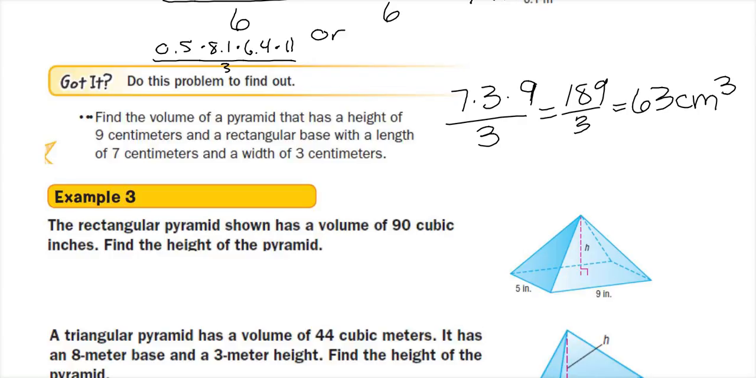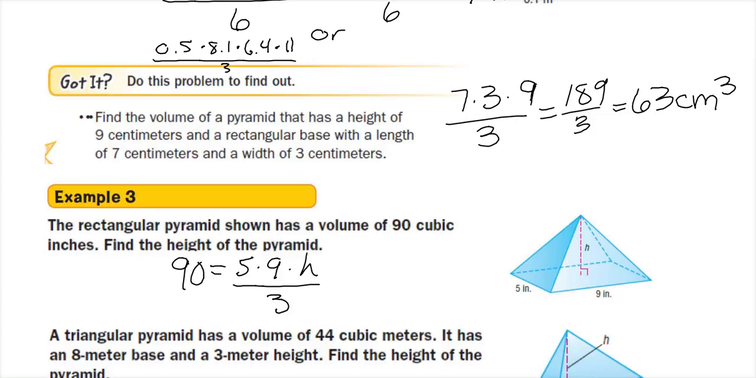Okay, let's try the next one. It says the rectangular pyramid shown has a volume of 90, and we've got to find the height. All right, so this time we've got to solve a little bit here. So in this case, we already know it's 90, so 90 equals, okay? And then we have 5 and 9 down there at the bottom, so 5 times 9 times h, and the whole thing divided by 3.